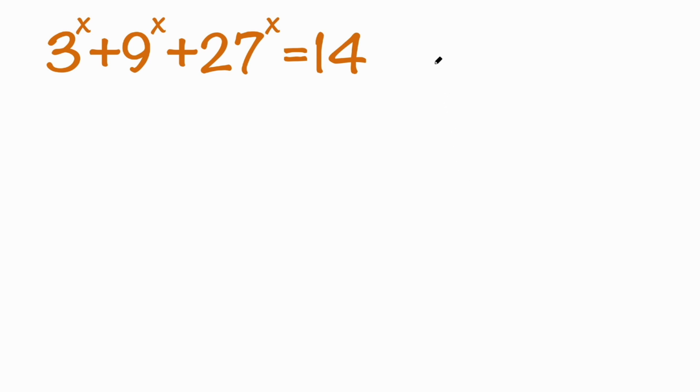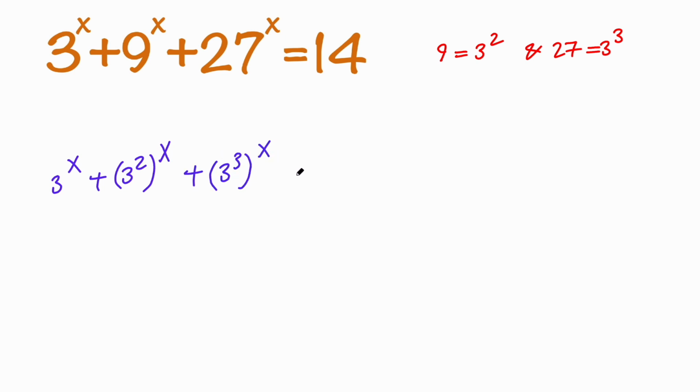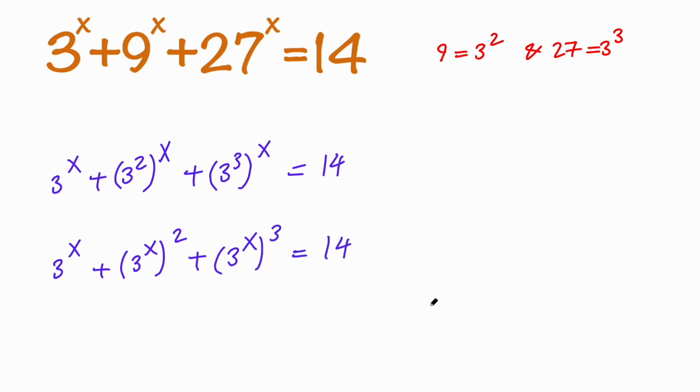To do that, first of all, notice that 9 is 3 squared and 27 is 3 cubed. So that means that I can replace the left-hand side of our expression with 3 to the x plus 3 squared to the x plus 3 cubed to the x. And then, by using the rules of exponents, I can say that we have 3 to the x plus 3 to the x squared plus 3 to the x cubed. And the sum is 14.